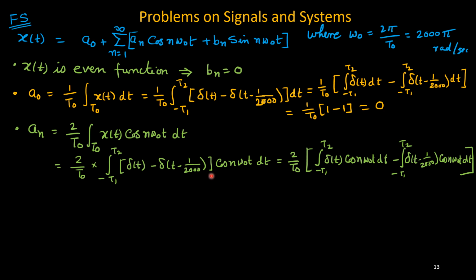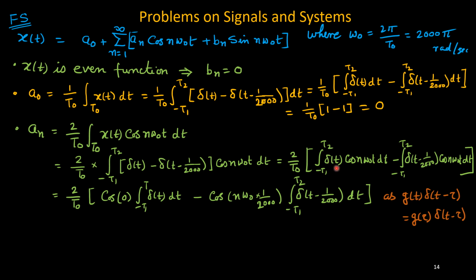Now we can separate these two terms. The first term becomes delta t times cos n omega naught t dt, and the second term is delta t minus 1 upon 200 times cos n omega naught t dt. Individually we need to compute the integral for these two terms, and this is an easy one.